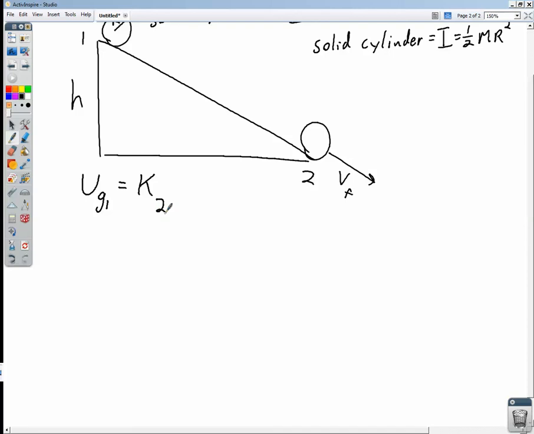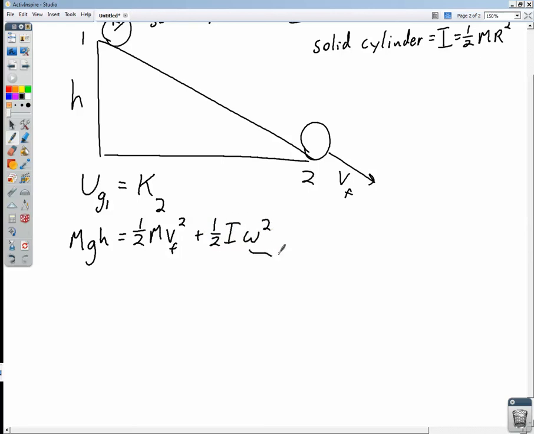And this is where we have rolling without slipping. We have to take into account the translational kinetic energy and the rotational kinetic energy at the bottom of the ramp. So at the top of the ramp, we've just got our classic mgh. And at the bottom of the ramp, we have the translational kinetic energy, 1/2 m v final squared, plus the rotational kinetic energy, which is 1/2 I omega squared.